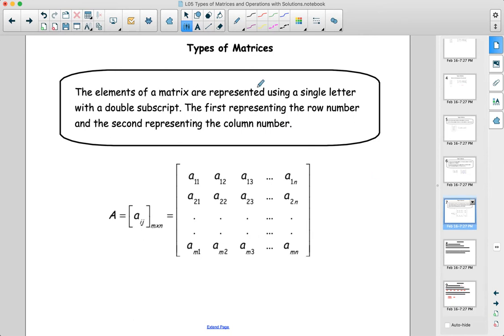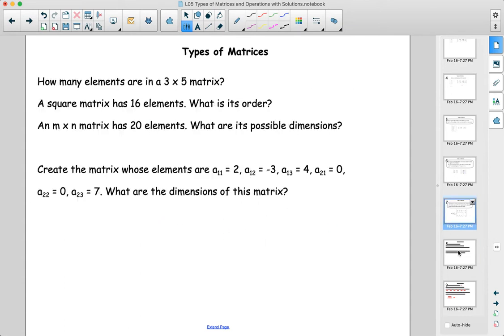More definition type stuff. The elements are represented using a single letter with a double subscript. We've already reviewed that in the previous lesson. The first number represents the row, and the second one represents the column. So first row, first column, second row, first column, second row, third column, and so on. Oh, and this might be new because I don't think I wrote this notation before. You might see the capital letter A used to represent this matrix, or you might see A equals, and then in square brackets you're writing a subscript ij, and then this would be the dimensions of your matrix. This particular one happens to be unknown, so m rows by n columns.